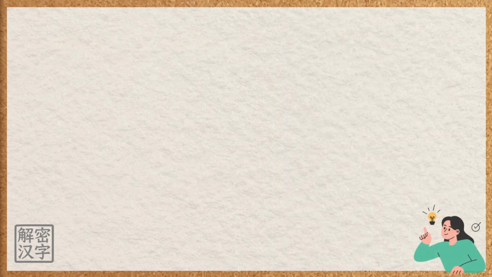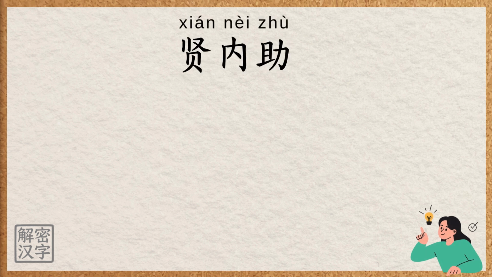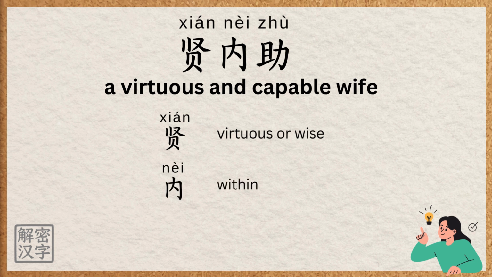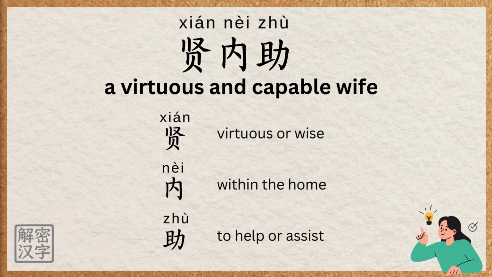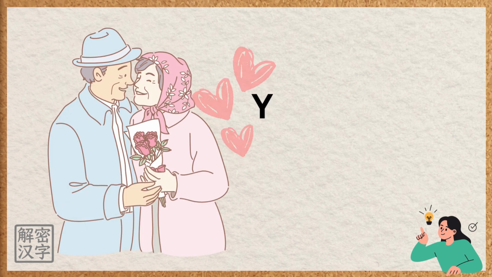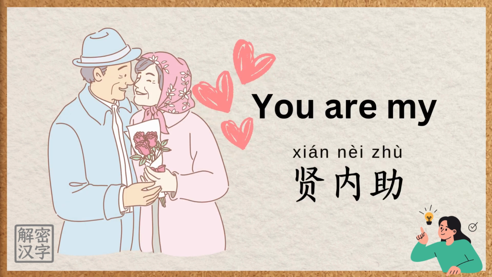There's also a common expression, 贤内助, which means a virtuous and capable wife. Let's break it down. 贤 means virtuous and wise. 内 means within the home. 助 means to help or assist. So 贤内助 describes a virtuous wife who brings wisdom and support to her husband's work and life. Haha, now you can even tell your wife, you're my 贤内助.